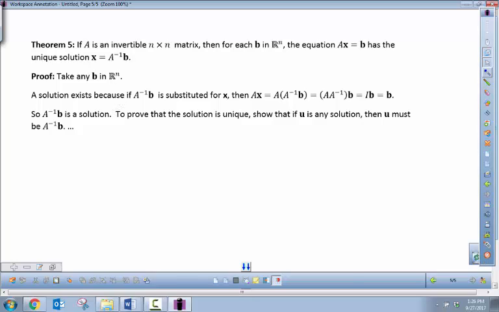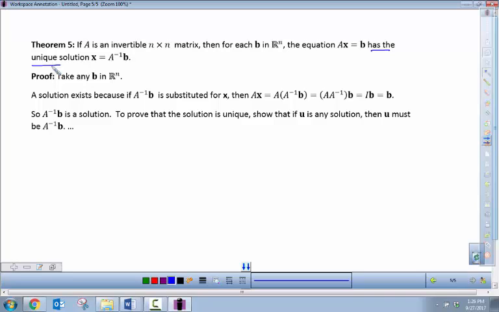So it has a solution. Not only does it have a solution, but it also has a unique solution. That means when you're doing this, you shouldn't have any free variables or anything like that. So the solution exists because here's a proof of it.